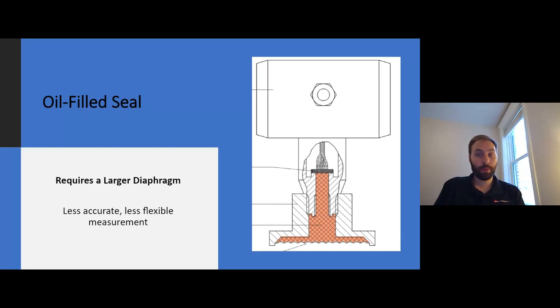It also can require a larger diaphragm, and that can make for a less flexible measurement, less accurate. The more fill fluid you have, it can cause some issues having a larger diaphragm. There's nothing wrong with them, but if you need a bigger one, you can have some problems. So that's problem number one.